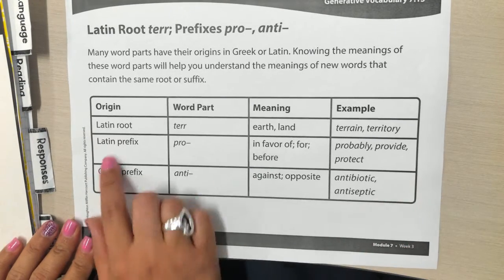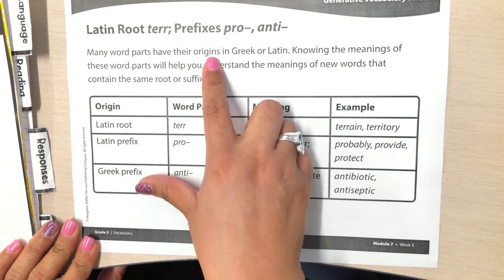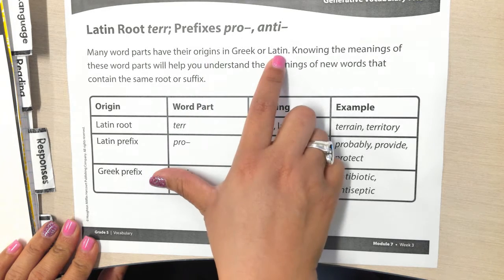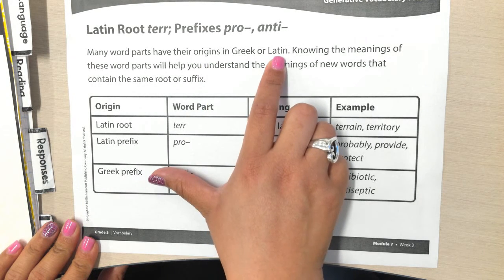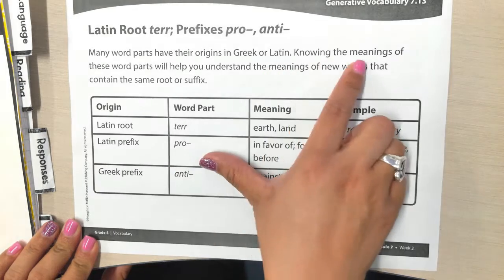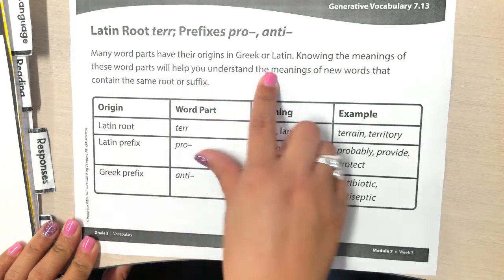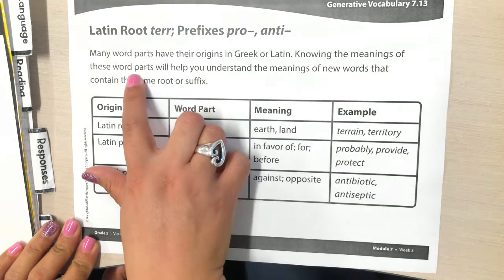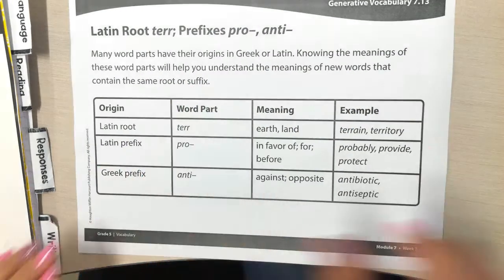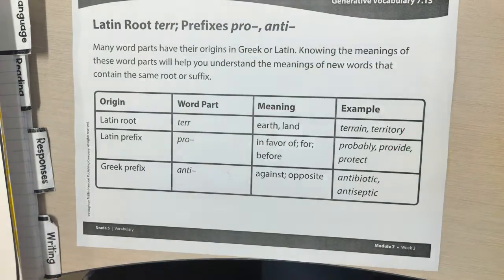Okay. Many word parts have their origins in Greek or Latin. We know that already because we've been working on these in our warm-ups. Knowing the meanings of these word parts will help you understand the meanings of new words that contain the same root or suffix. So let's look at this first.